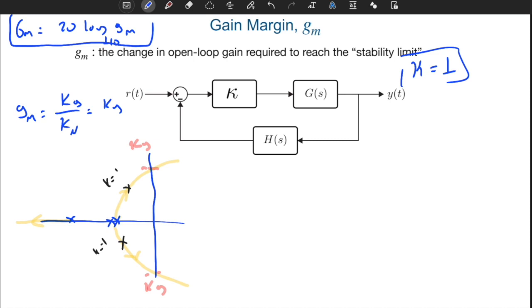So how do we compute the gain margin using the frequency response data? Good. First of all, let's look at this. At this point, we use its gain, right?